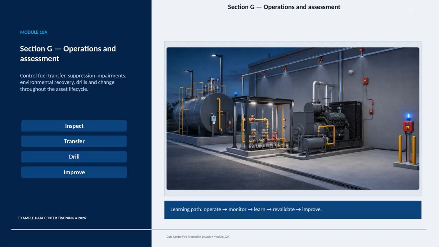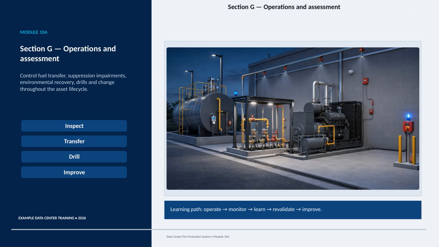This module focuses on Section G, Operations and Assessment, and how fire protection performance is managed throughout the asset lifecycle. The goal is not simply to install a system and move on. It is to keep the system ready, understood, and capable of supporting safe operations over time. The slide highlights 4 connected activities: inspect, transfer, drill, and improve. Inspection confirms the condition and readiness of the system.